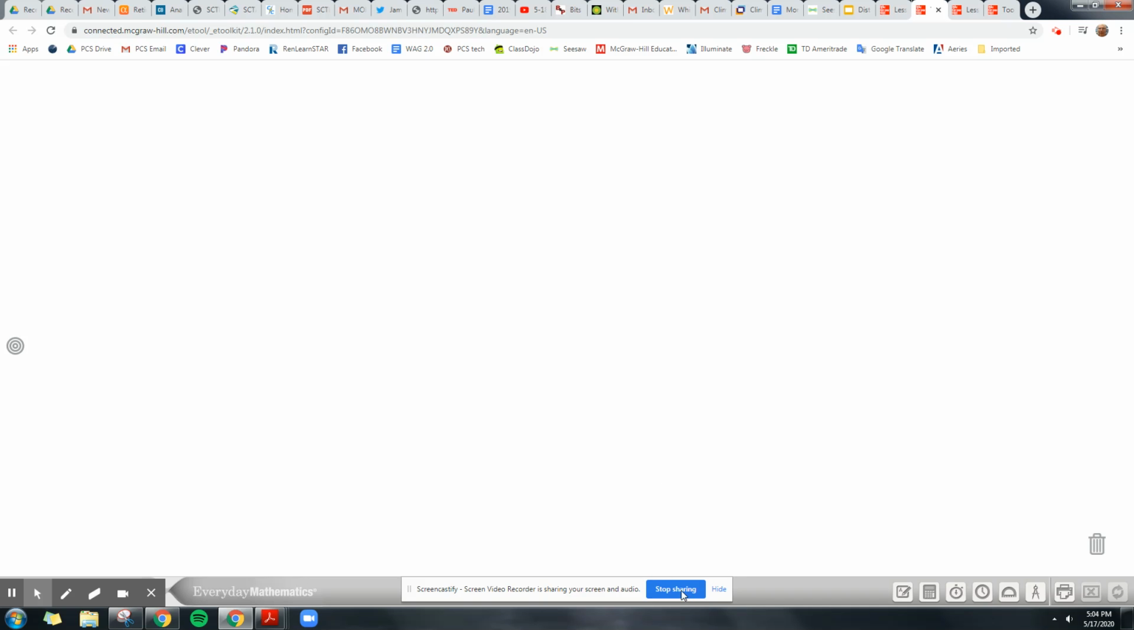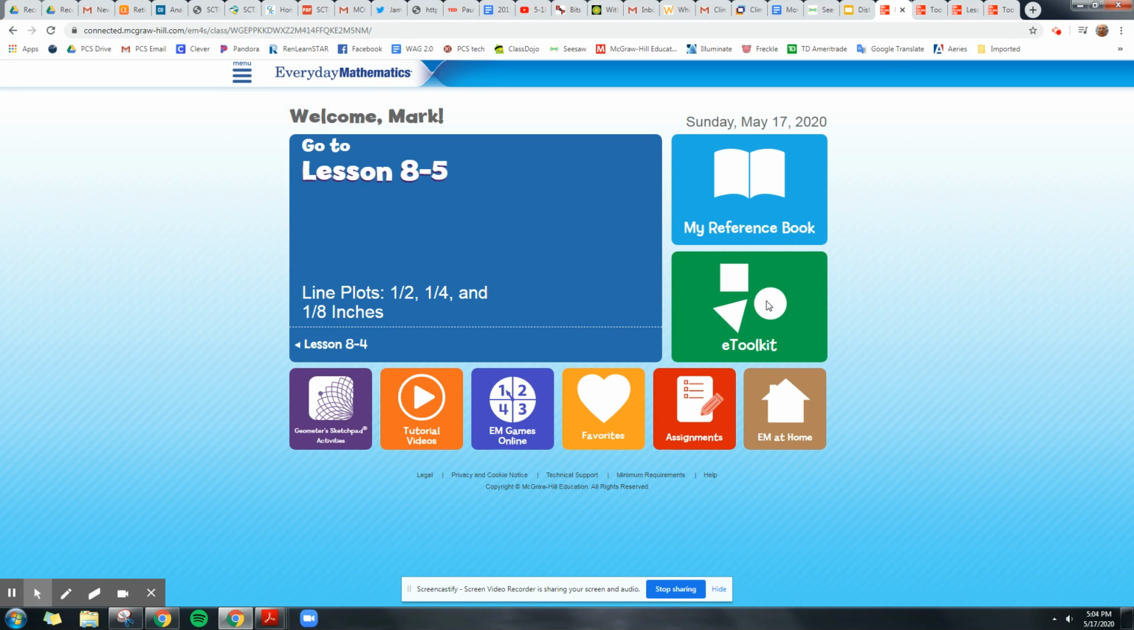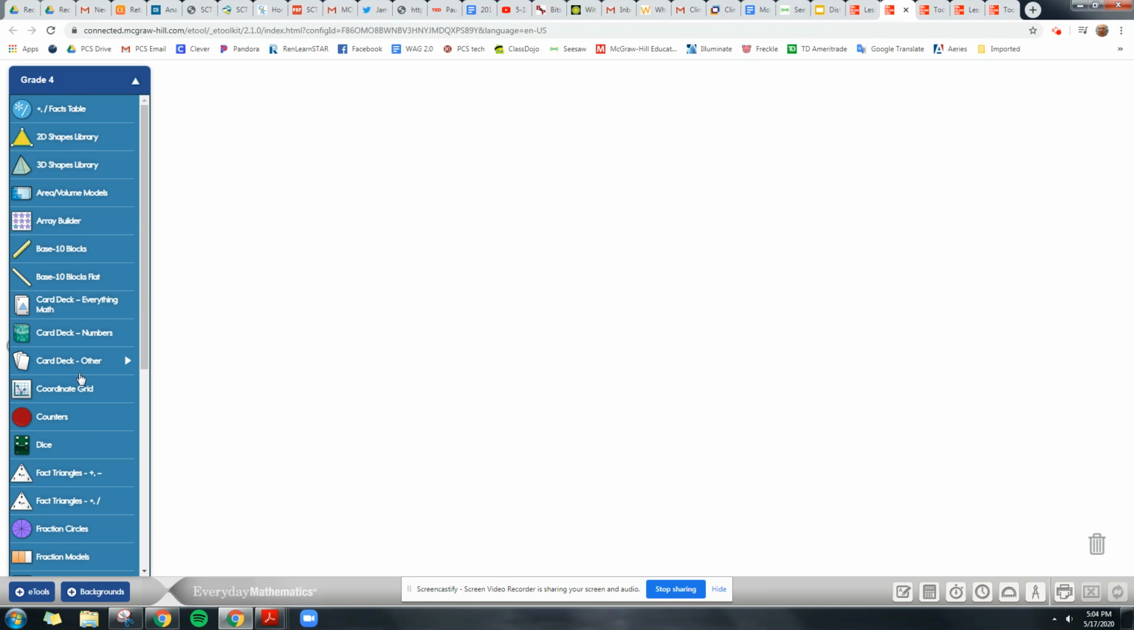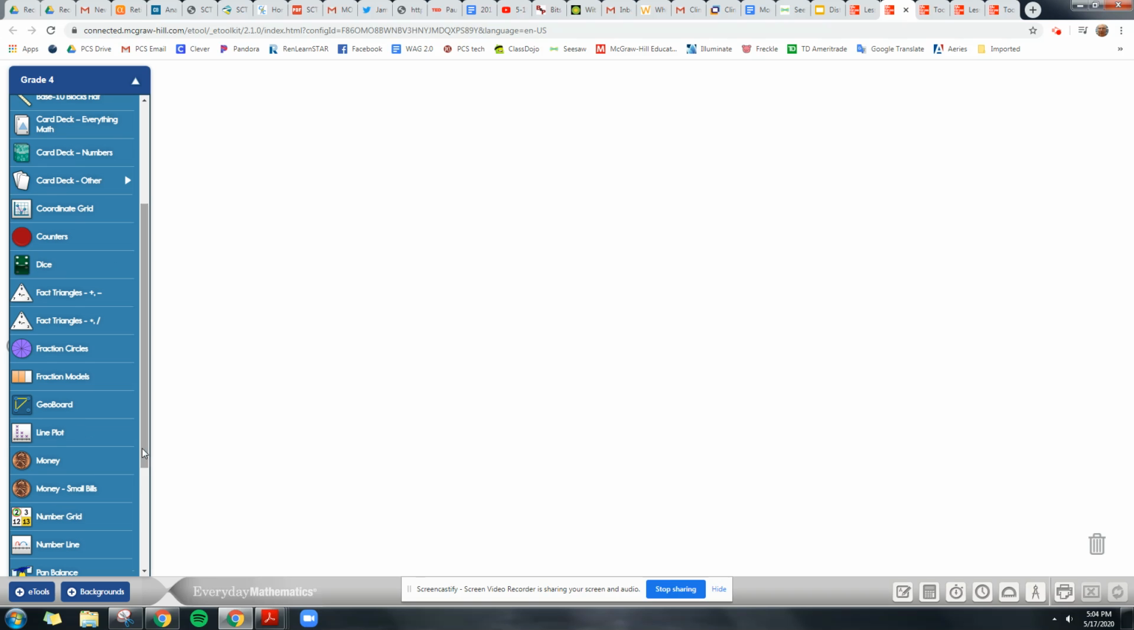And so I'm not quite sure why I'm not seeing the GeoBoard. I want to see the actual eToolkit. So let me try that one again. eToolkit. And it's probably my toolbox is, oh, there it is, eTools. So we click on GeoBoard.